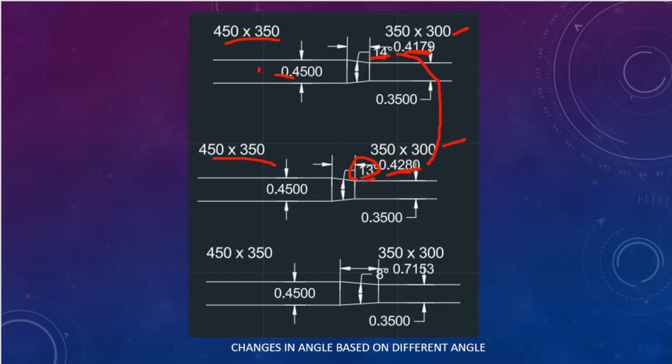And similarly, again I increase the duct reducer length from 428 to 715 mm. I randomly increased the reducer length. It's not a fixed one. I'm just changing it for your example only. Now you can see the angle here is 8 degree. Earlier it was 14 degree, then 13 degree, now it is 8 degree. So the concept here is if you increase the reducer length, this angle will become low.